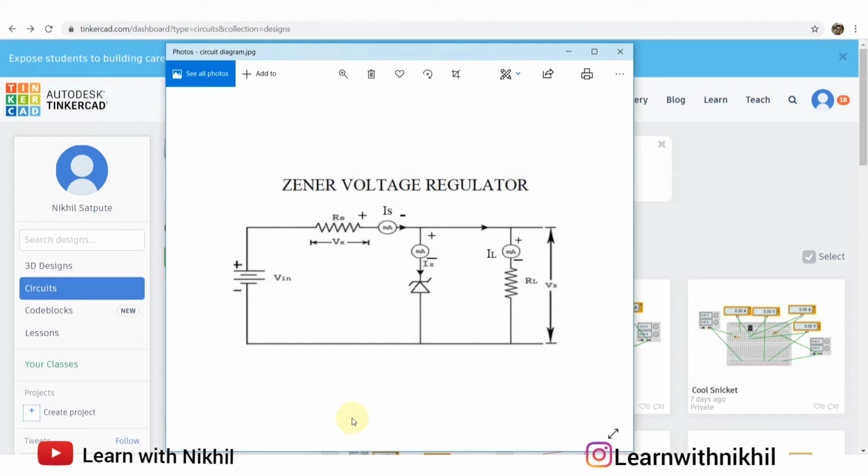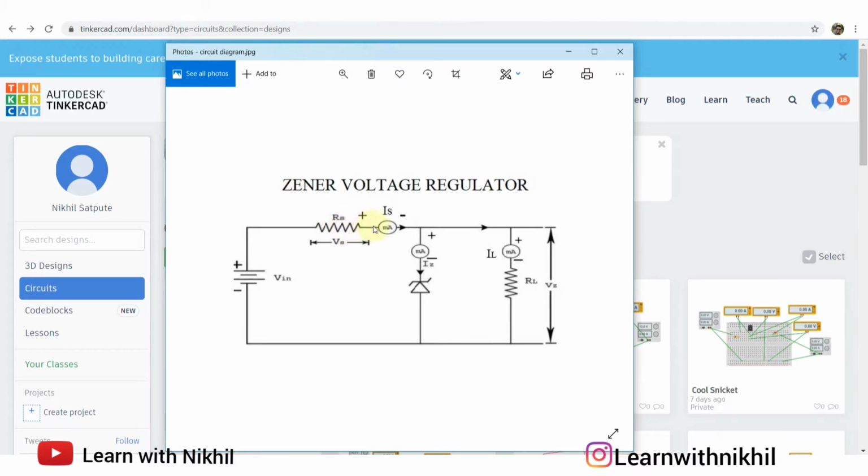So today we are going to test and build the Zener voltage regulator circuit. So in this practical, this is the circuit diagram given. In the circuit diagram, we have input voltage or the input power supply as V in. Then positive is connected to a resistor. This is the input resistor that is denoted by RS.